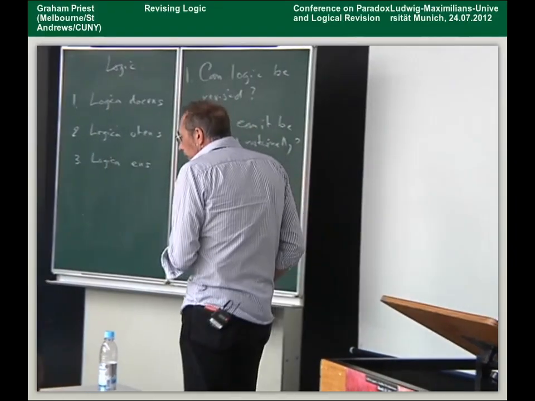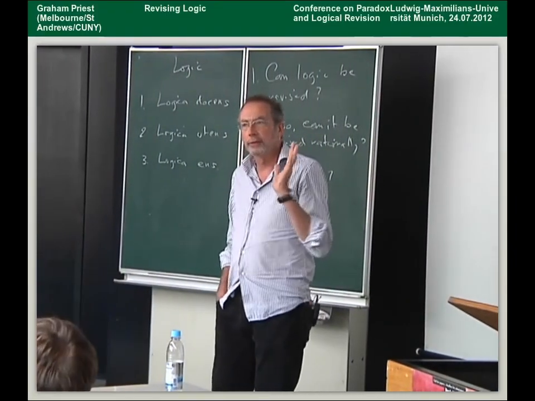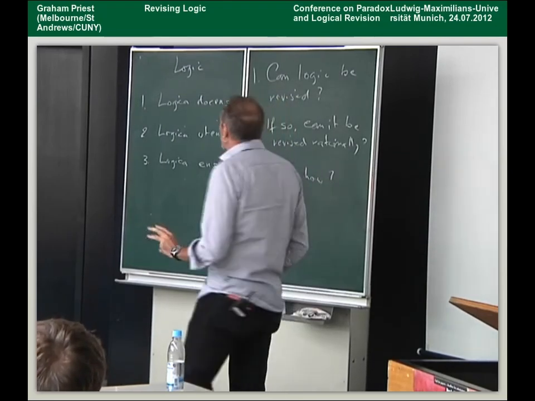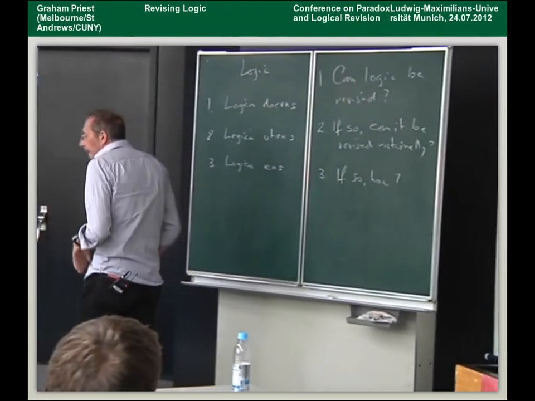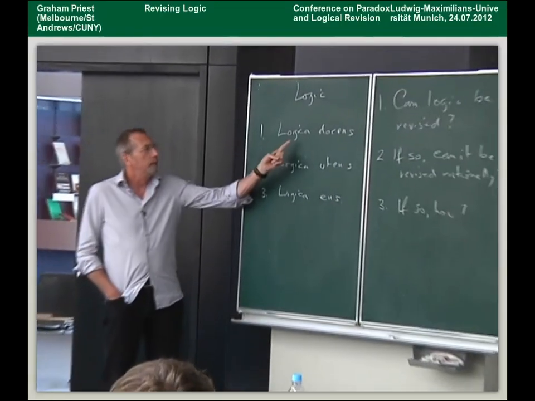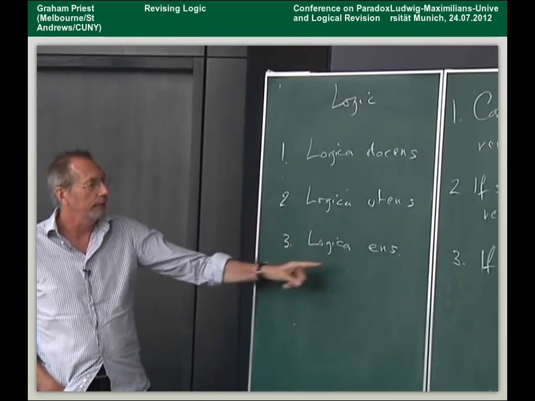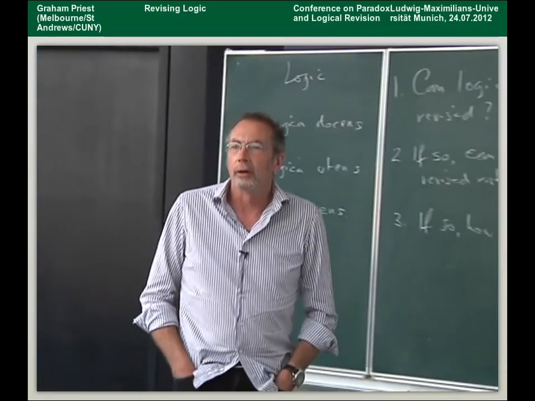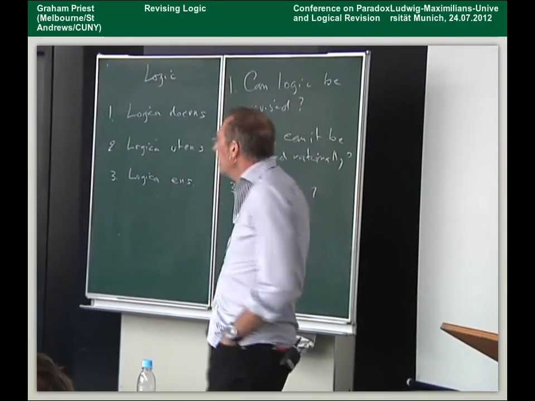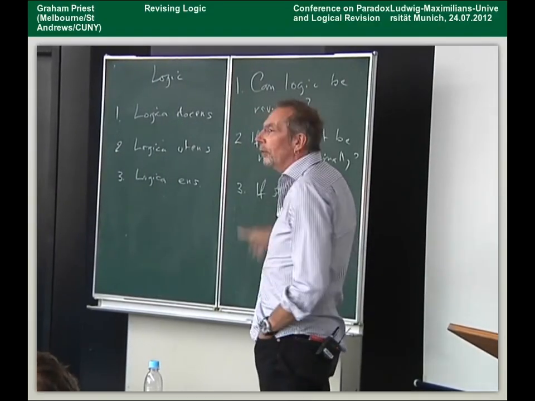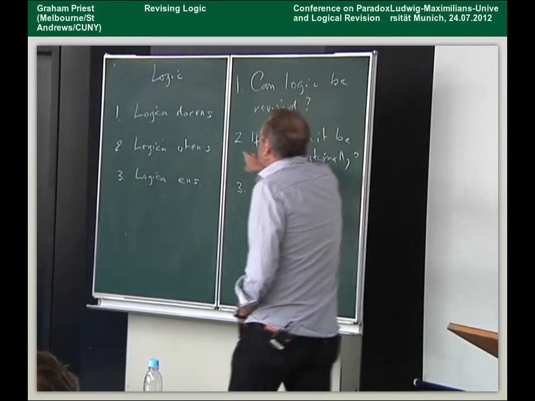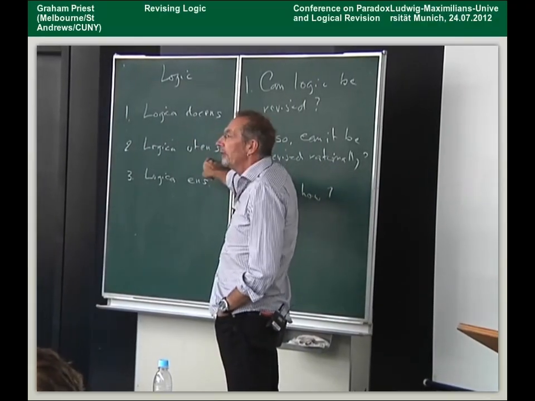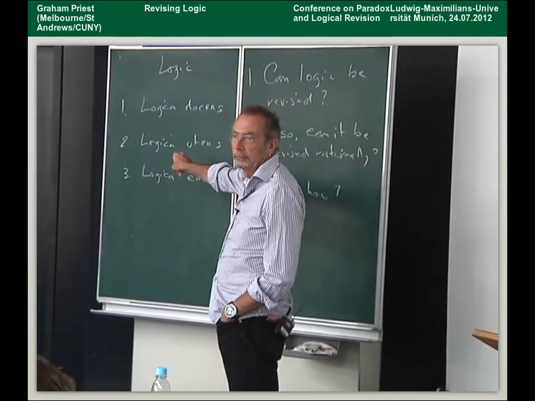Having set aside that disambiguation, there are three more which are going to concern us. These are as follows: logica docens, logica utens, and logica ens. I'll explain more what these are when we get to them, but if you know your Latin, you will know roughly what these mean. Logica docens is the logic we teach. Logica utens is the logic we use.